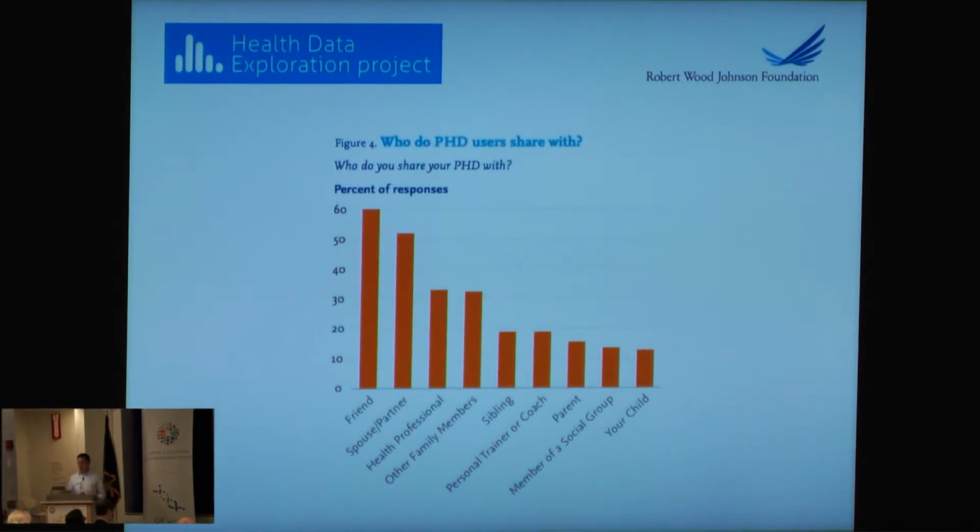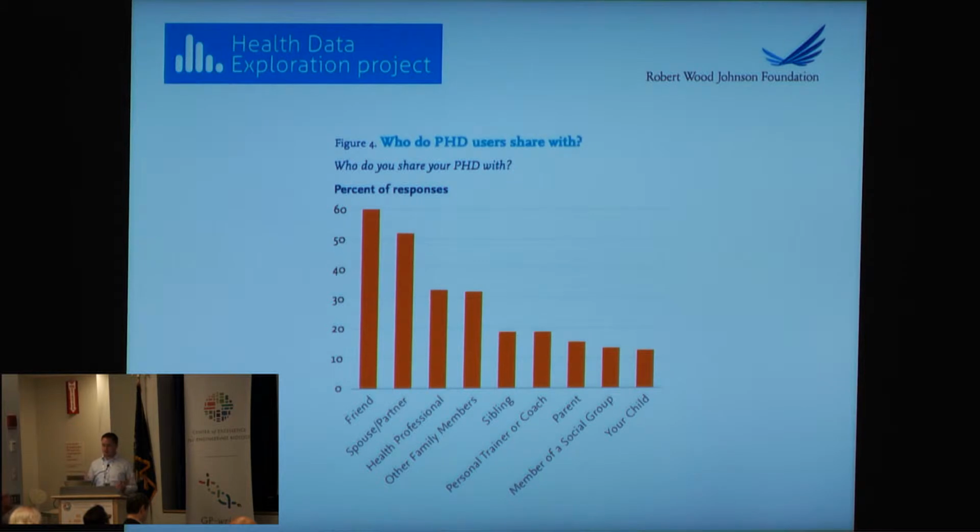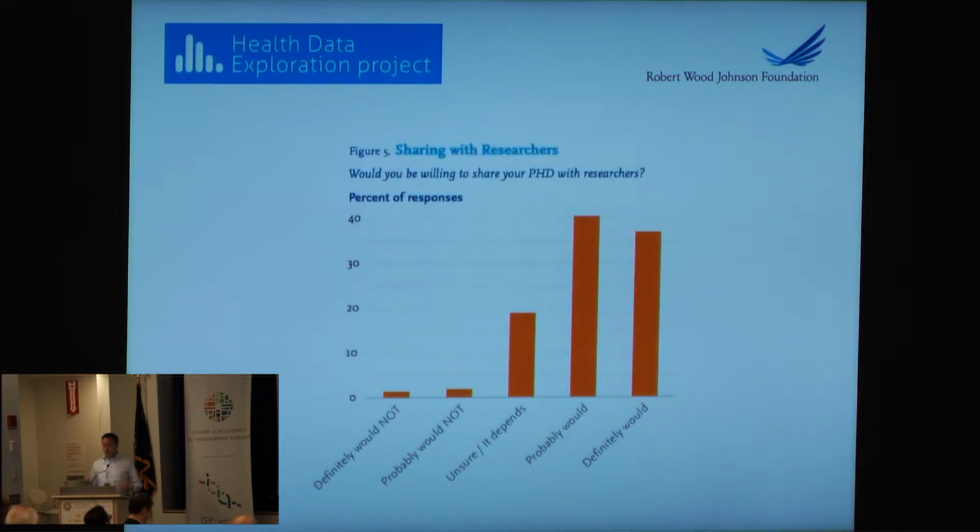To set the stage for engaging participants in the research process, there was a really interesting project called the Health Data Exploration Project, funded by the Robert Wood Johnson Foundation. People were surveyed to ask who they share their PHD with. And PHD in this crowd means something a little bit different. In this case, that meant personal health data. People were collecting data through their mobile devices and sensors, and they were sharing it with their friends, their spouses, some with healthcare professionals, and nowhere on this graph is researchers at all. But people were also asked, would you be willing to share your PHD with researchers? And over 75% of people said they either probably would or definitely would.